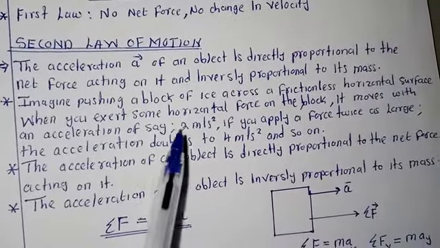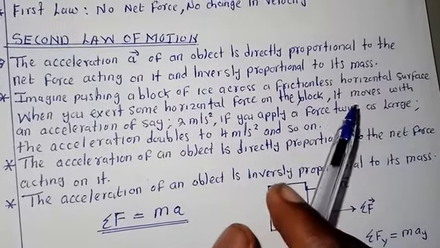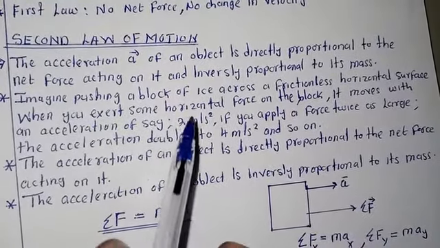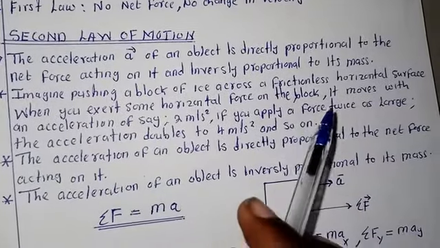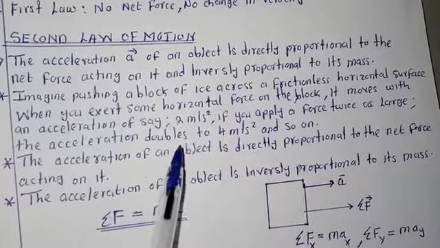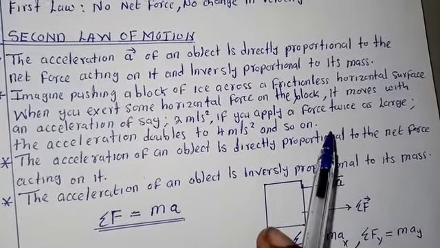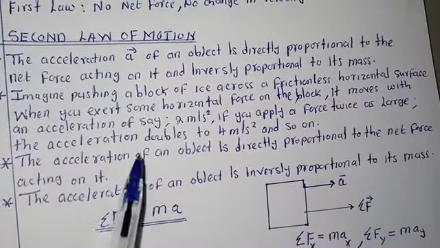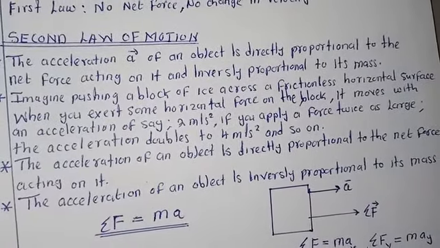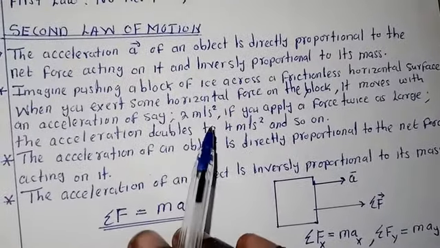Now imagine pushing a block of ice across a frictionless horizontal surface. When you exert some horizontal force on the block, it moves with an acceleration of say 2 meters per second squared. Now if you apply a force twice as large as the first one, then automatically you expect this acceleration to double. So it's going to double from 2 meters per second squared.